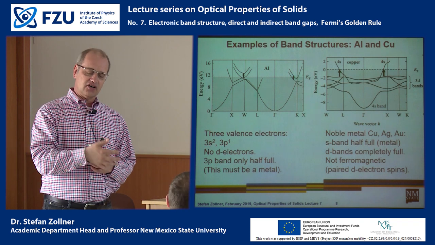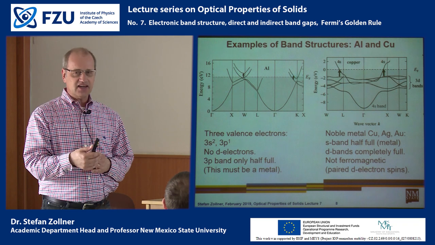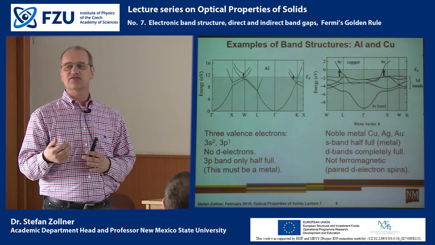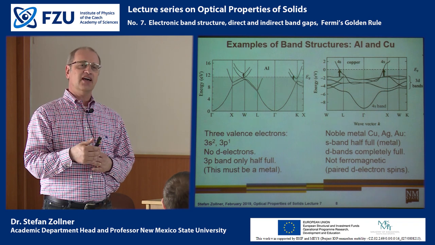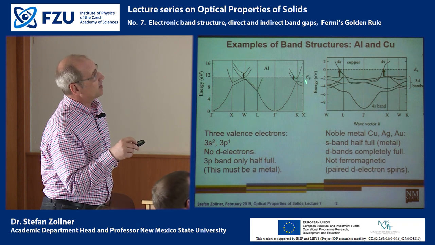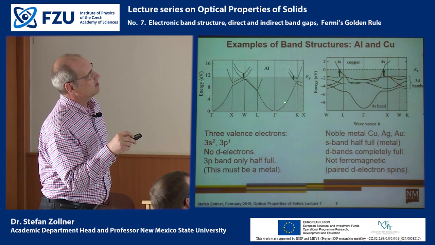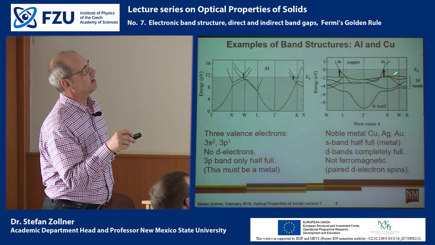Because the d electrons are strongly bound to their atom, they cannot move, and therefore they cannot have kinetic energy. So the d electrons only have potential energy, no kinetic energy. The s bands are the opposite. You see this parabola here, this means that the s electrons have kinetic energy.